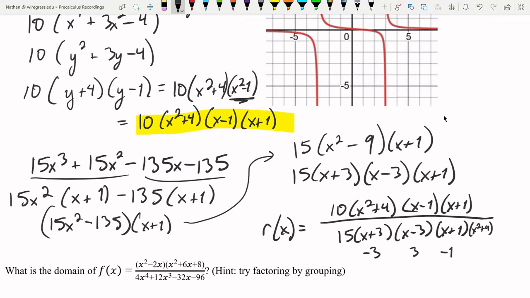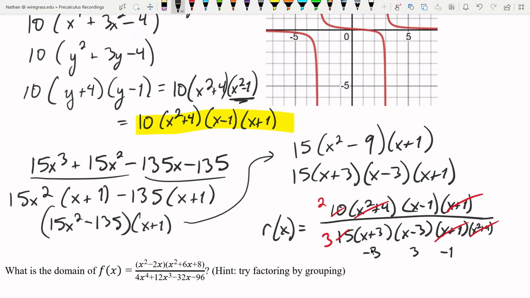The Cartesian coordinate system does not allow for those numbers, so we don't have to worry about them. After this point, we can cancel things, of course. We can reduce the x plus 1s, the x squared plus 4s go away, and we can reduce the 10 to 2, the 15 to 3. So it's really just 2x minus 1 on top, and then 3 times (x plus 3)(x minus 3) on the bottom.